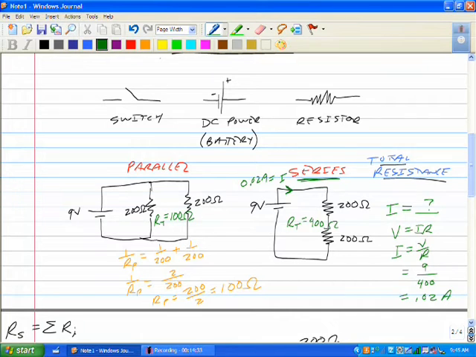Now let's come over here, and let me finish that out. So what's the current through the 200 ohm resistor? 0.02. What's the current through the other 200 ohm resistor? 0.02. So the current's the same in series, always.